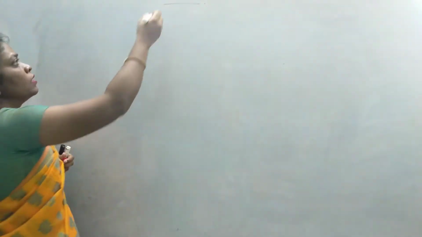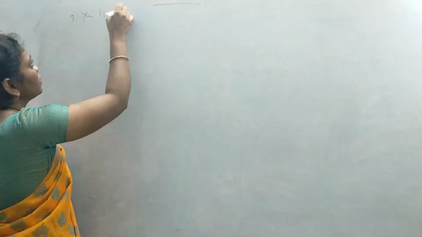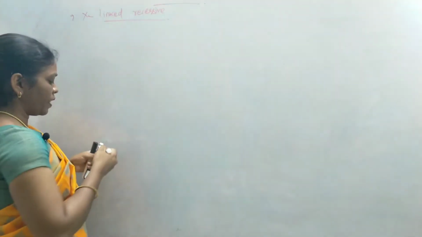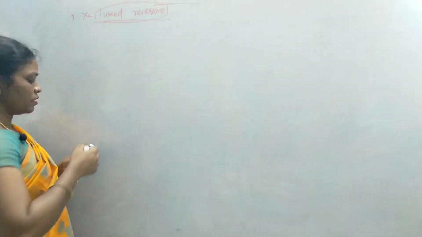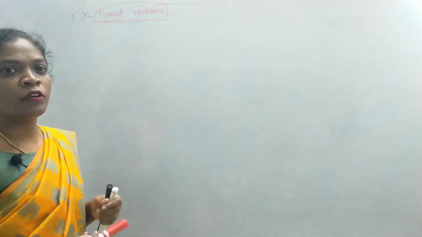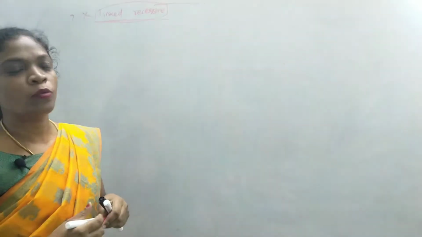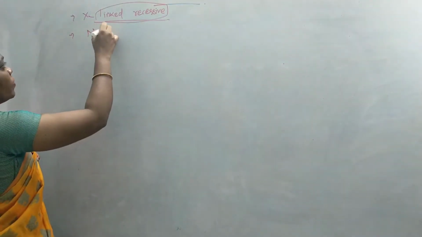Welcome to Catherine's tutorial. In this video, we'll learn about another X-linked disorder, that is color blindness. This color blindness is an X-linked recessive disorder or disease. So what is the meaning of X-linked recessive? These diseases will be expressed when the X chromosome is in its recessive state, and it affects males more than females.